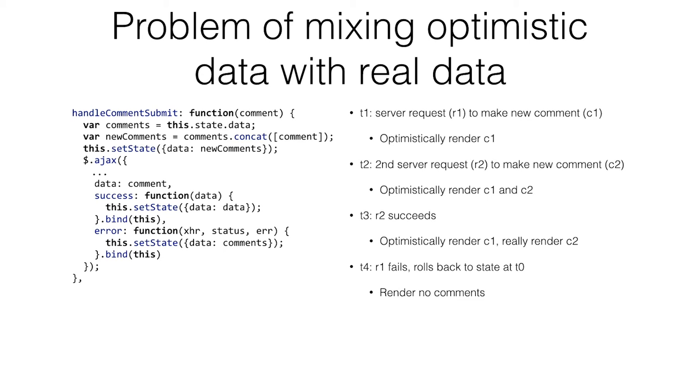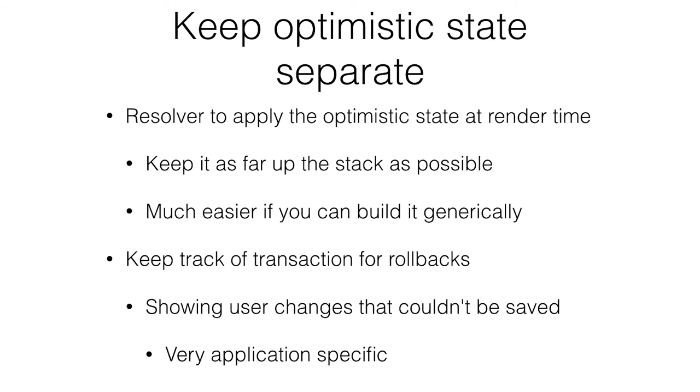It's not just specific to this. It's also a problem with undo. One technique for undo is just save the state, do something, roll back to the old state. But then you lose all these intermediate updates. So the solution for that is keep your optimistic state separate. And the solution for the undo, I think, is to keep track of every update you make. You want to have some reversible function so you can undo it without affecting the whole tree. Okay, so you have some resolver to apply the optimistic state at render time.